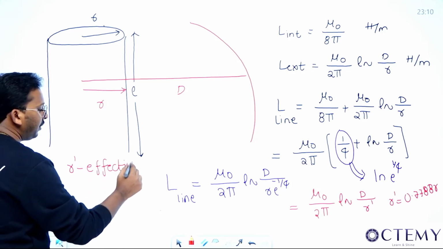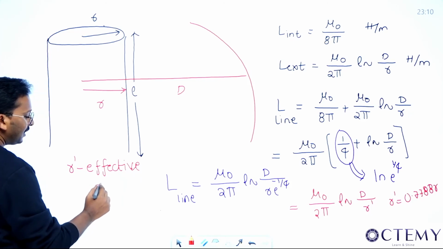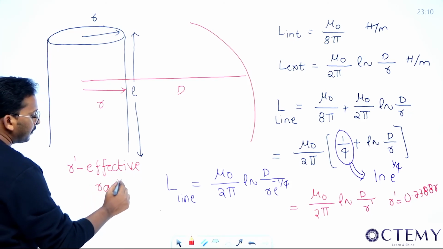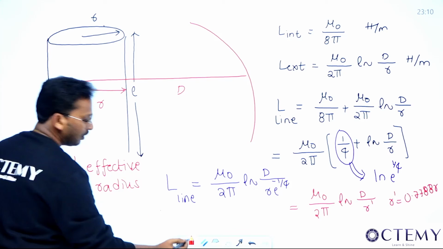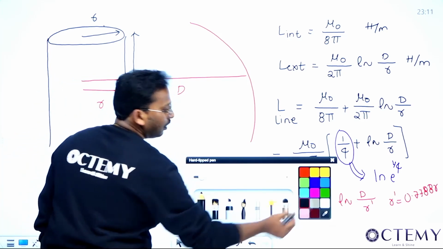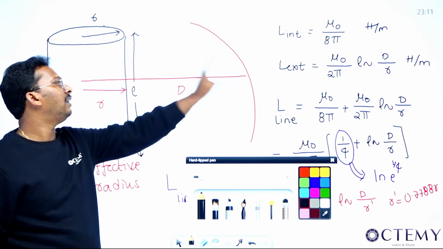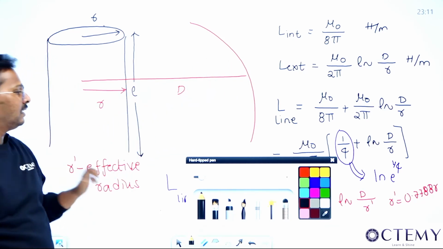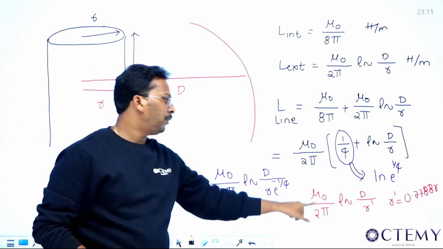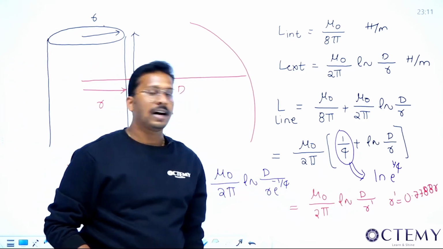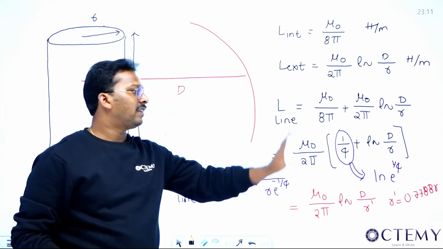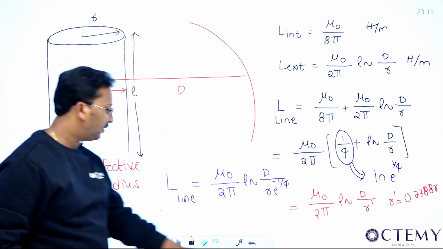Because in numericals, if we use effective radius, then you'll have to understand it as r dash. Very good. So if you have a line like this and at a certain distance d, if you want to find the line inductance, then what will be that, sir? That will be mu naught by 2 pi into ln d by r dash, where r dash is what? 0.7788 into r, right? Very good, sir. Next.